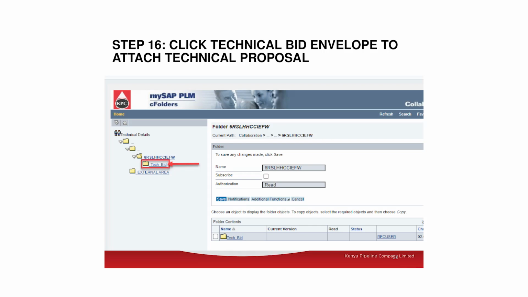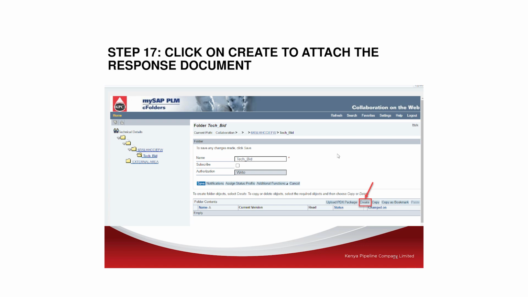So click on the tech bid envelope, and on your right, click on Create tab.